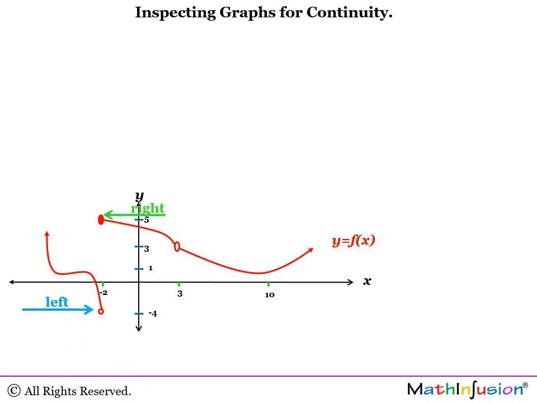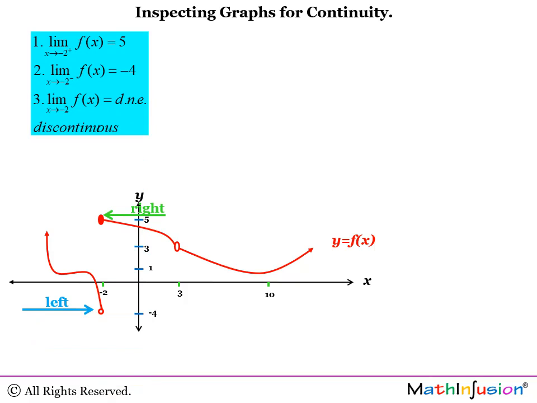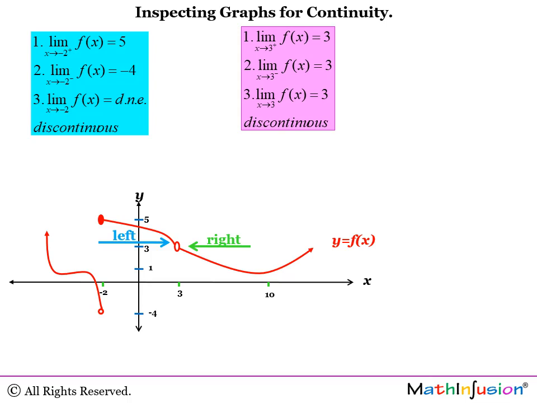Let's start with x equals -2. You can observe that the right limit is 5, the left limit is -4, the limit when x approaches -2 does not exist, and you can see easily that the function is discontinuous at x equals -2. What about x equals 3? The right limit and the left limit are both 3. It means that the limit of the function is 3, and the function is still discontinuous at x equals 3 because we have to jump over this little tiny hole at x equals 3.